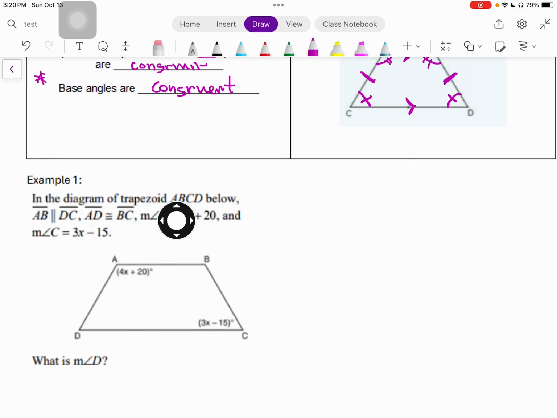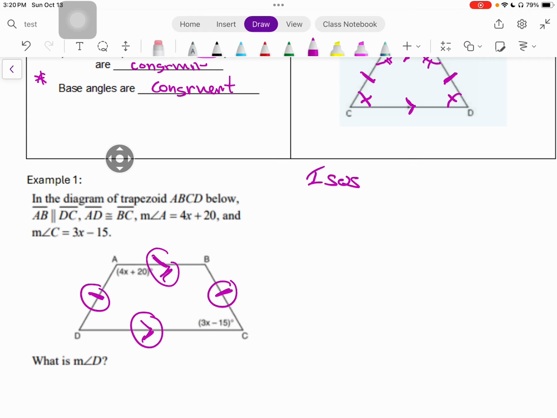So in the diagram below of trapezoid ABCD, AB is parallel to DC. So this side is parallel to this side. Then it says AD is congruent to BC. Since I have a pair of parallel sides and a pair of congruent sides, I know that this is an isosceles trapezoid, and we're going to be able to use some of those properties.